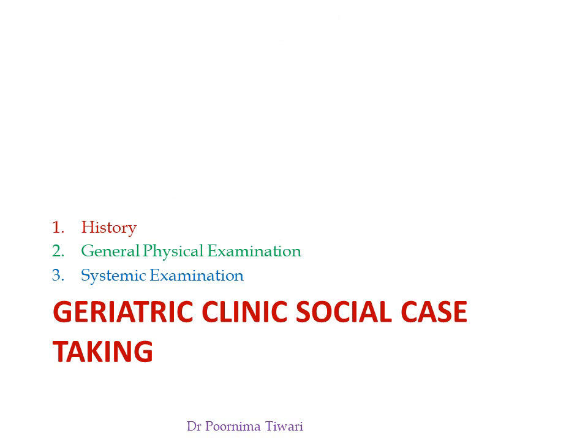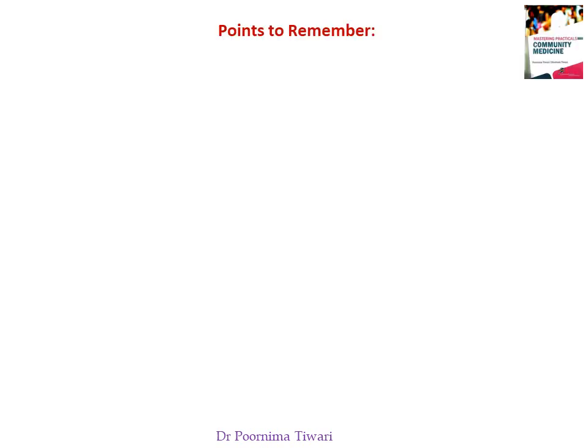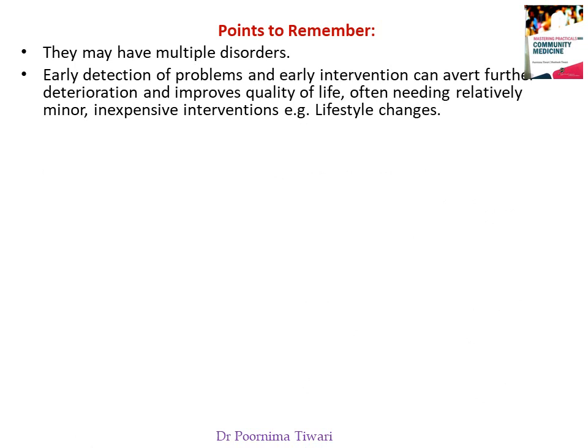So now we will discuss in detail the history, general physical examination and systemic examination while taking the geriatric clinico-social case. While taking the history and doing the examination in an elderly case, we need to remember that an elderly may have multiple disorders, and that early detection of a disorder or a complication of a disorder will lead to an early intervention, which in turn will improve the quality of life of these elderly cases. And very often we need relatively minor and inexpensive interventions for achieving this, for example, simple lifestyle changes.